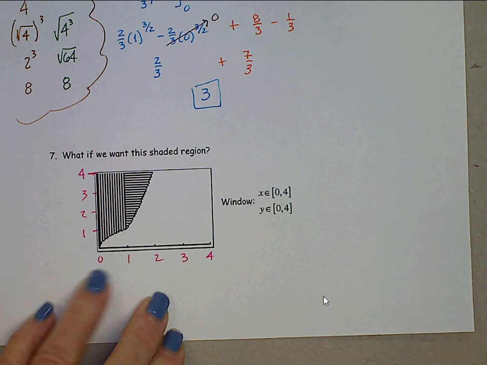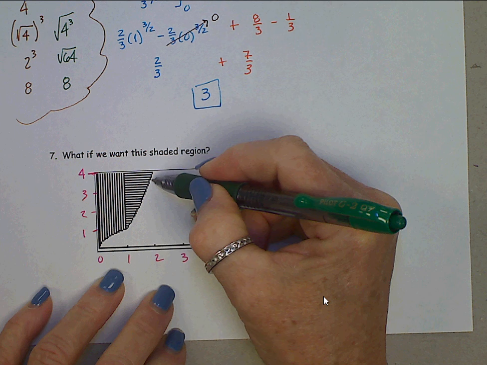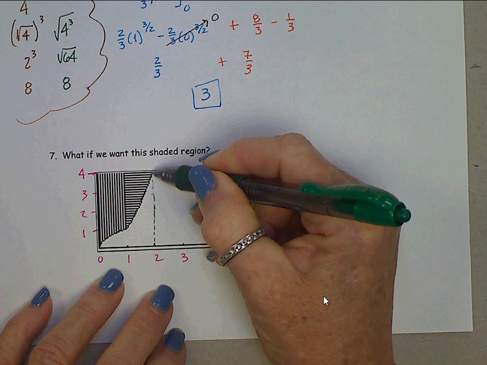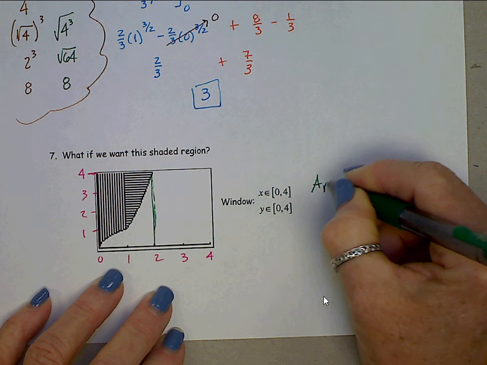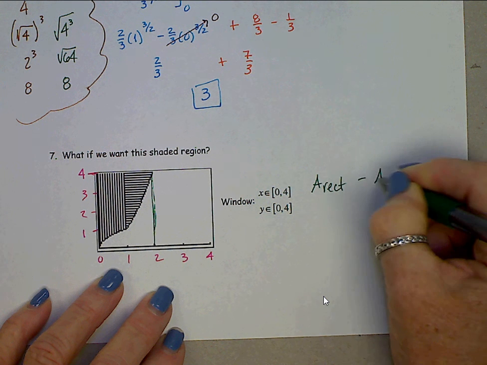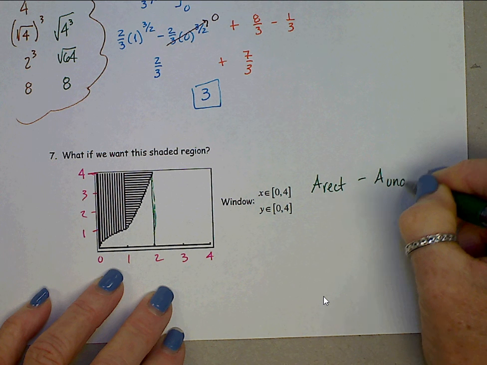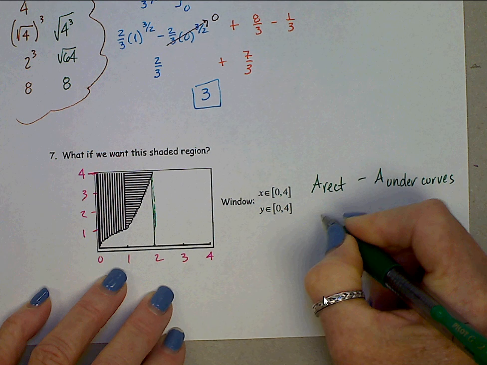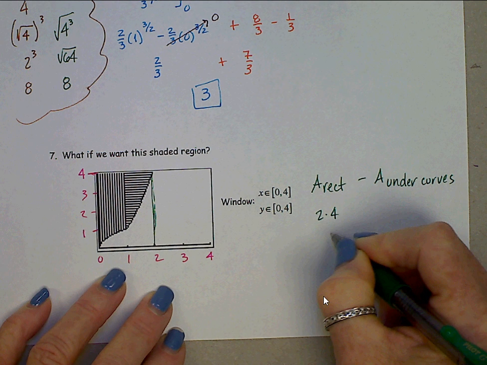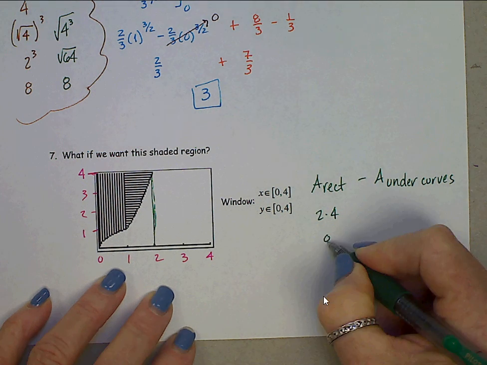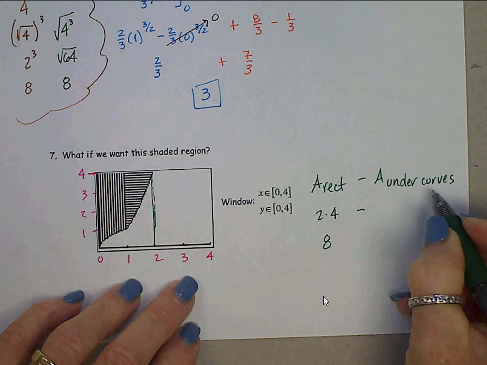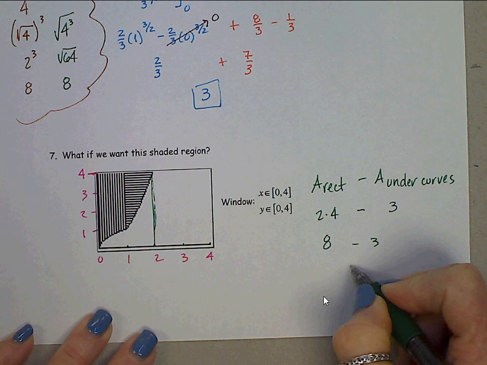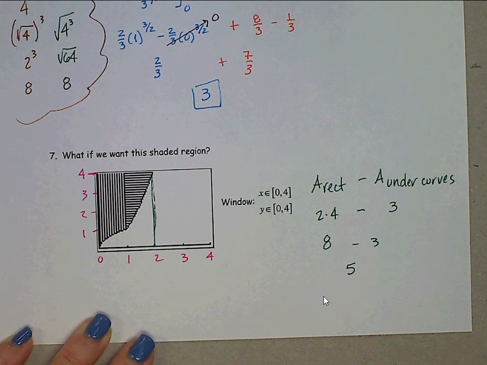And to find this area, we can simply drop a vertical right here at this ending point, at that point 2,4, and then look at the area of the rectangle minus the area under the curves. Area of that rectangle, 2 wide times 4 high. That's 8 minus the area under the curves from up above, 3. And 8 minus 3 is 5.